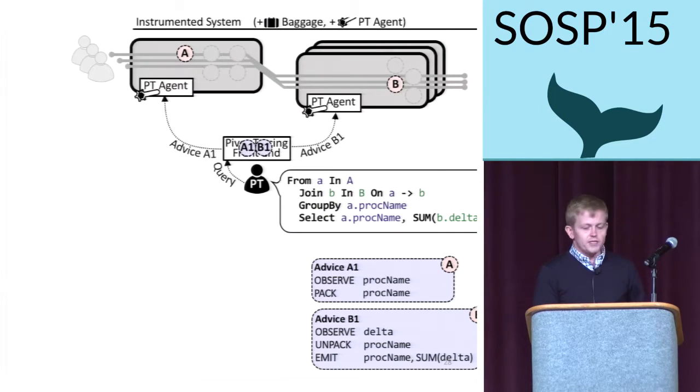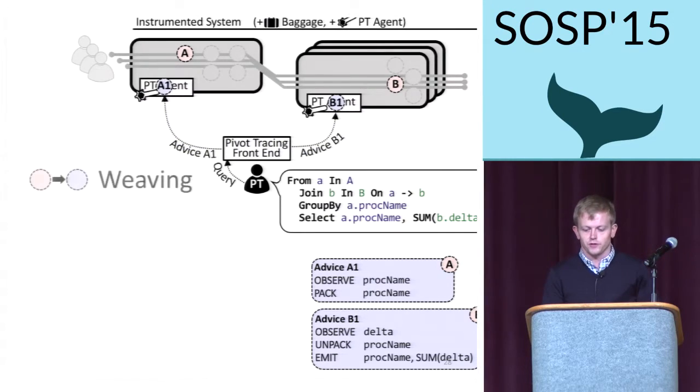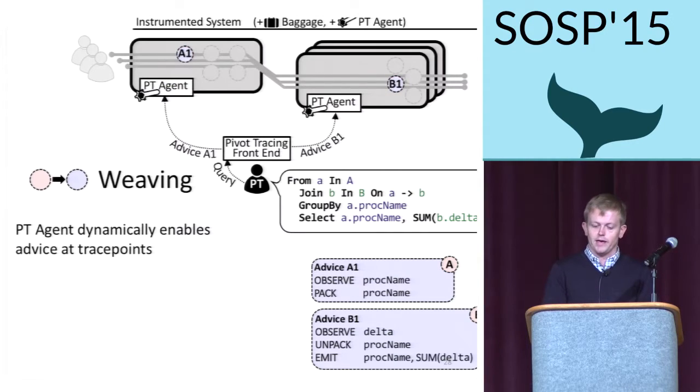So the pivot tracing front end then sends the advice to the pivot tracing agents, which dynamically add the advice to the requisite trace points. We call this process weaving.